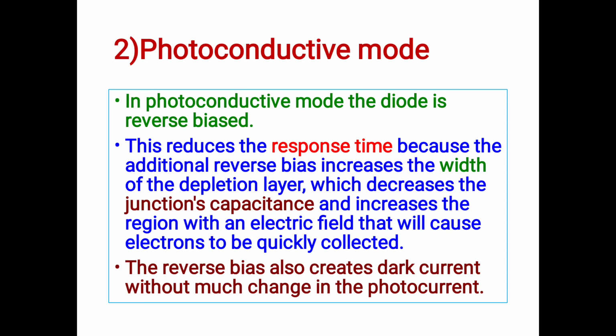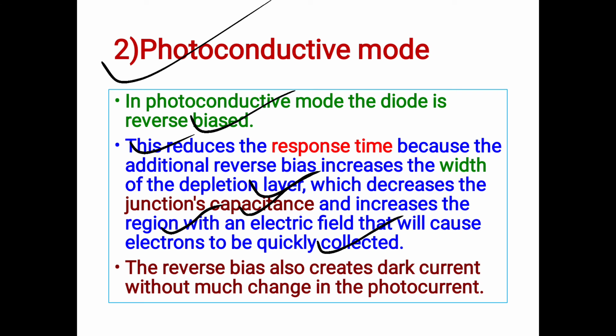The second mode of operation is the photoconducting mode. In the photoconducting mode, the diode is reverse biased, and this reduces the response time because the additional reverse bias increases the width of the depletion region, which decreases the junction's capacitance and increases the region with an electric field that will cause electrons to be quickly collected.